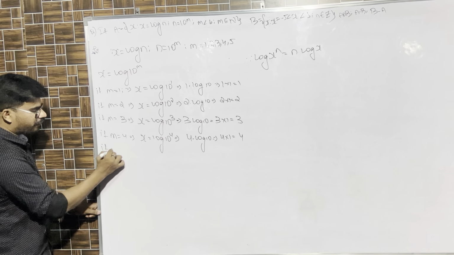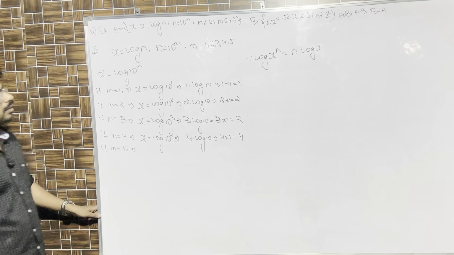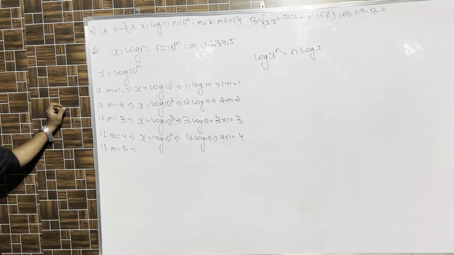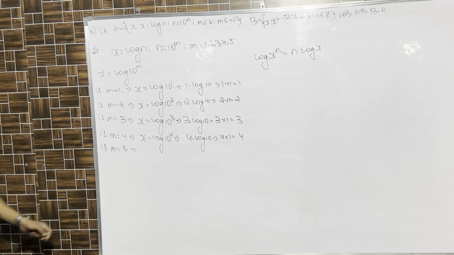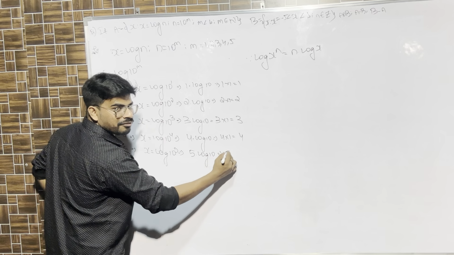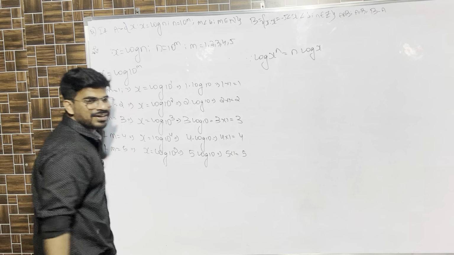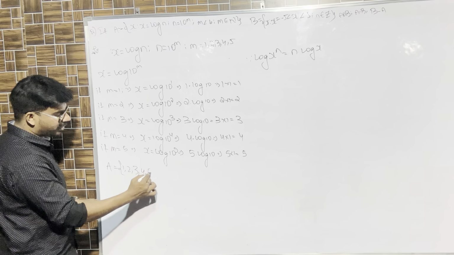Last, if m is equal to 5. Less than 6 in the sense, still 5 you have to take. Don't get confused. X is equal to log 10 to the power 5, which is nothing but 5 log 10, 5 into 1, which is 5. So here we have the set A, which is nothing but 1, 2, 3, 4, 5.